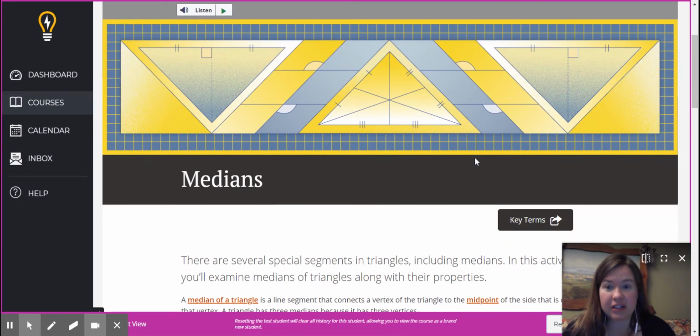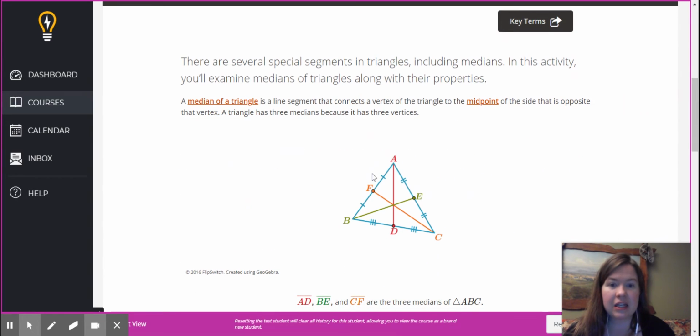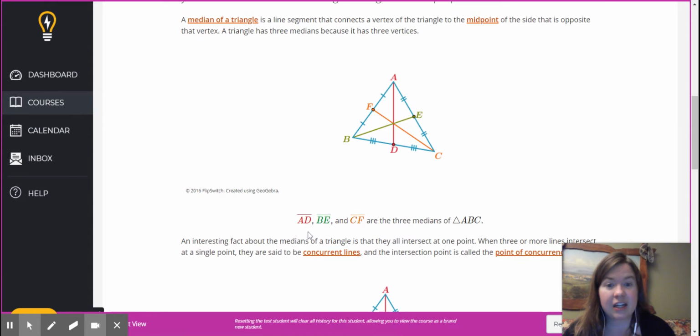One of the segments that we're going to talk about is the median. The median connects one vertex to the midpoint of the opposite side. There's a lot of talk about the opposite sides of triangles, so make sure you're paying attention to that. So the medians of a triangle connect to the midpoint.